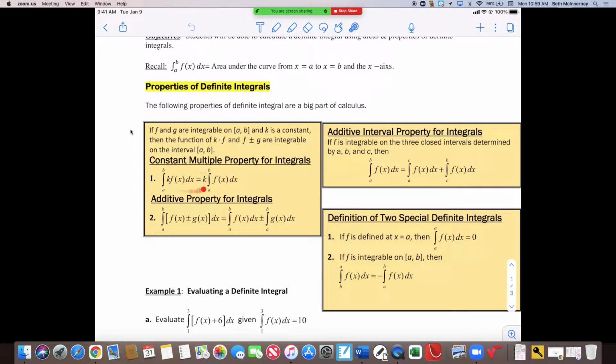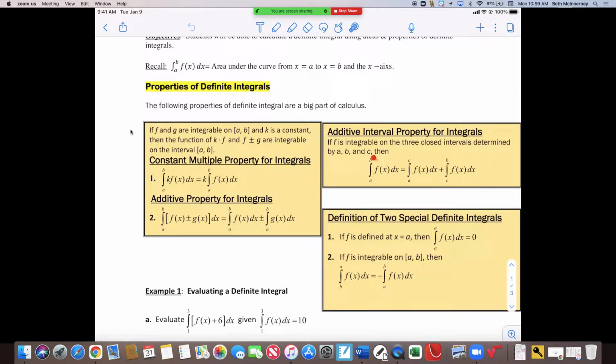So here we go. Let's run through some properties. The constant multiple property says, if you have a constant times a function, you can pull the constant out if you find that to be convenient. The additive property of integrals: if you are adding two functions, you can separate it into two integrals that you're adding.